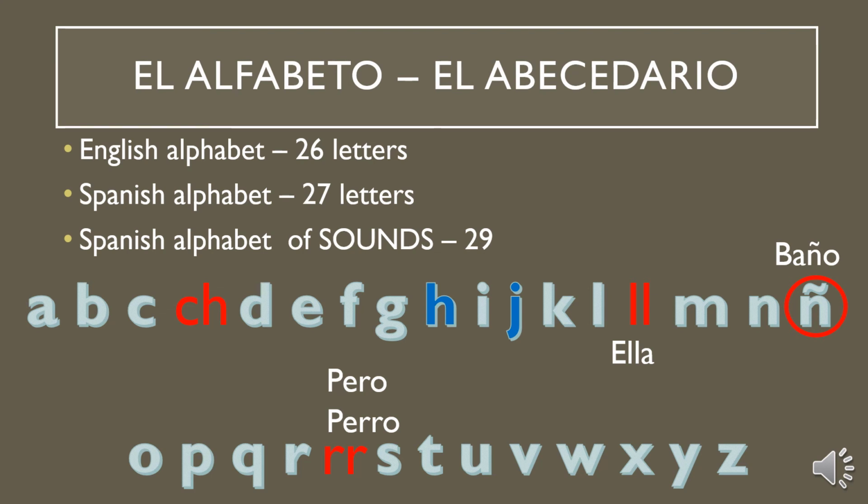The first word, you say it with a simple tap sound similar to the English letter D, pero. The second, you trill or roll it if you can, perro. This is difficult for some people.